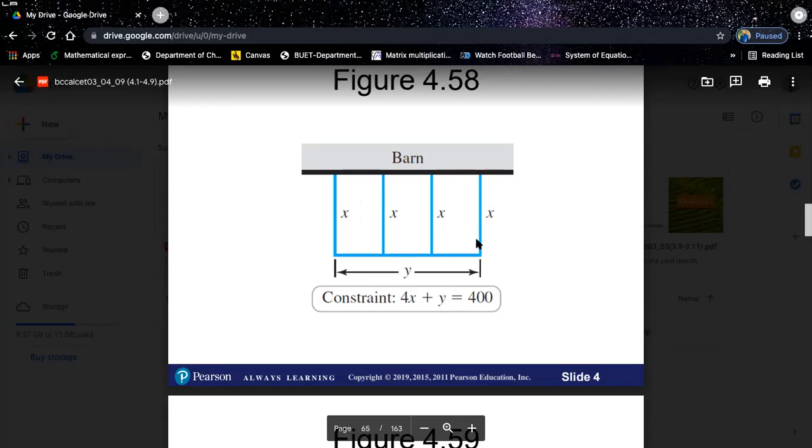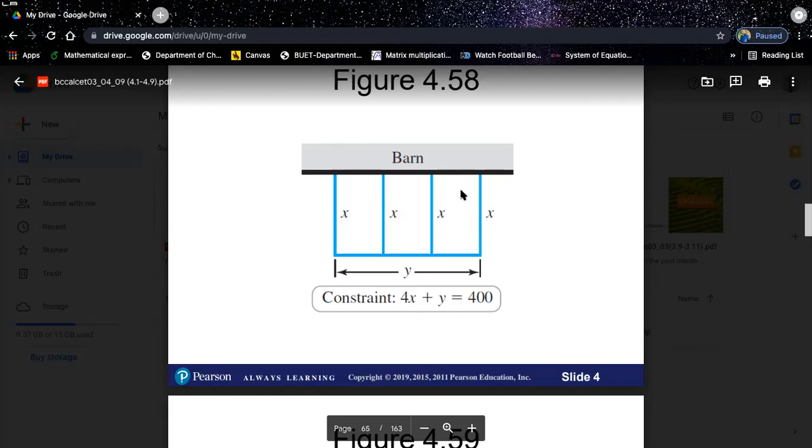Now, let's say I have a fixed amount of net to make the fence. Let's say it's 400 meters. It's not too much when you're trying to make a fence, though. Let's just imagine it. The number doesn't really matter. We want to keep this side open so that I can enter, or the cattle can enter this barn.